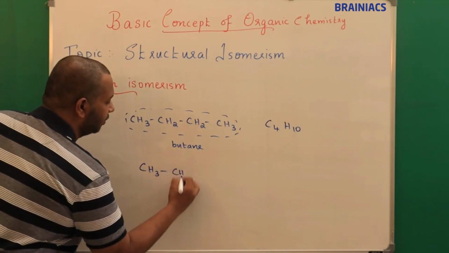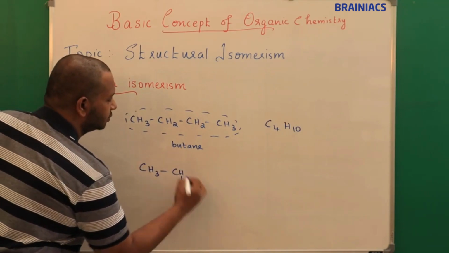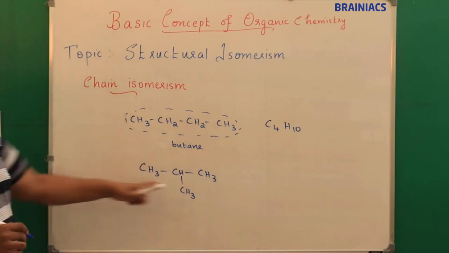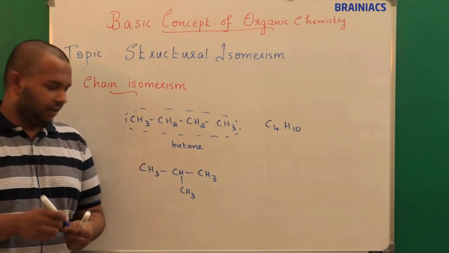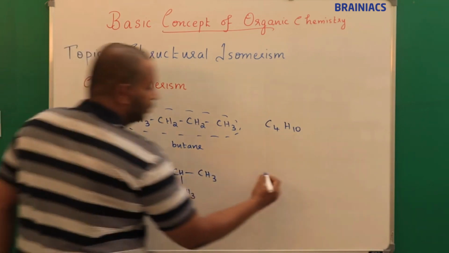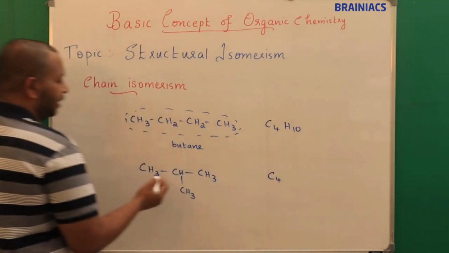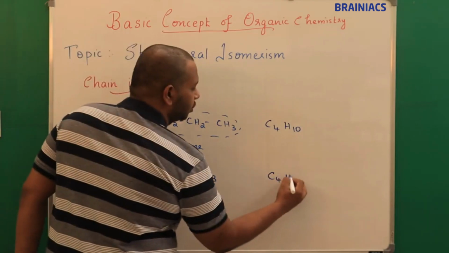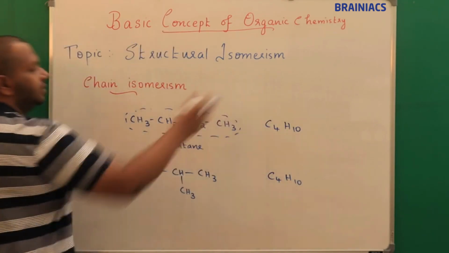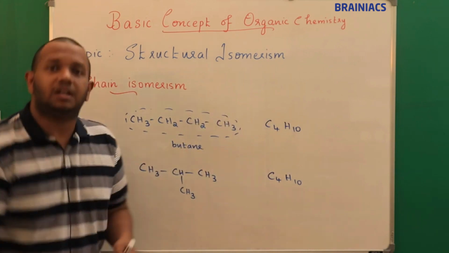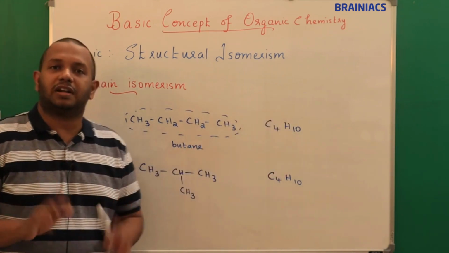Now let me draw another compound, and you need to tell me what is the relation between these two. Now the next compound I have drawn, if I first count the formula, 1, 2, 3, 4, this is also having 4 carbon atoms and hydrogen atoms 3 plus 3 is 6, plus 3 is 9, plus 1 is 10. So both have the same molecular formula. If both have the same molecular formula, they will have the same molecular weight also, correct?